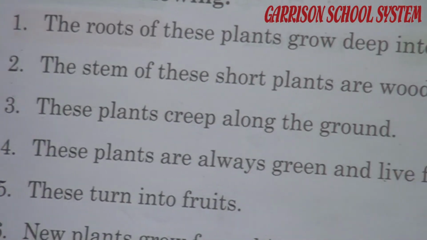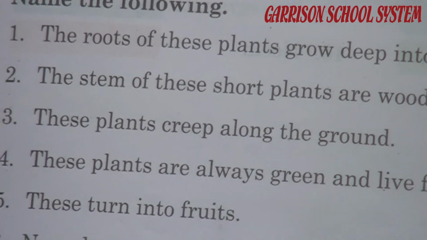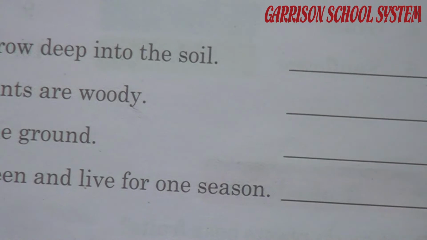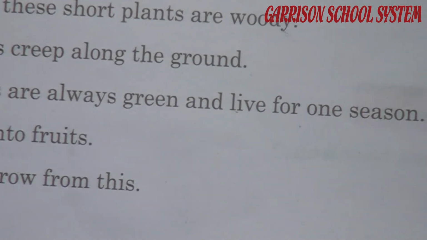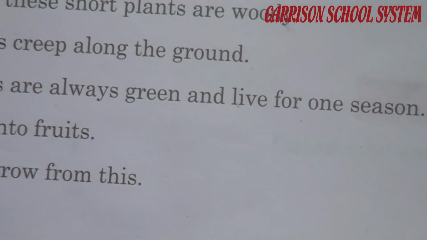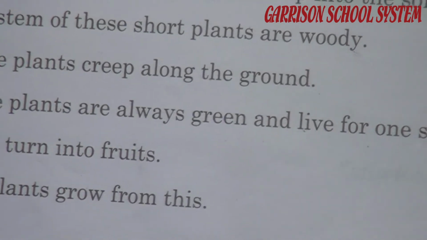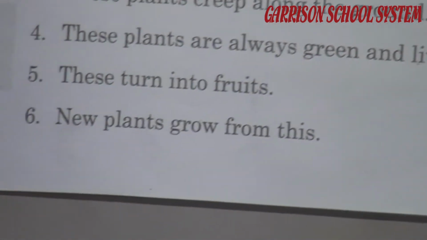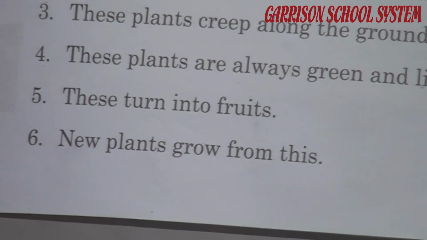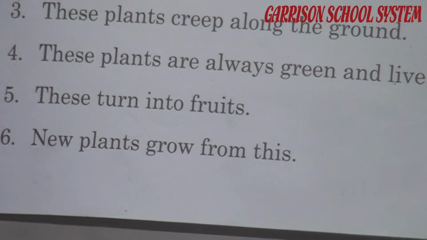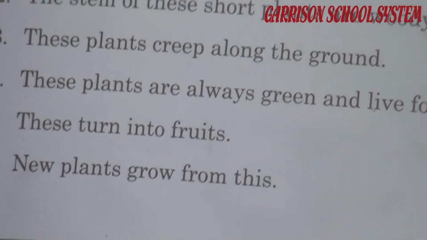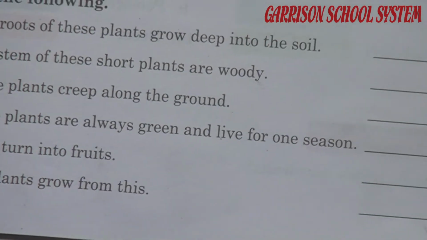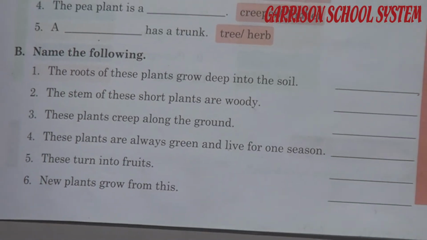S-H-R-U-B-S, shrubs. Number 3, these plants creep along the ground. Creepers. C-R-E-E-P-E-R-S. Number 4, these plants are always green and live for one season. Herbs. H-E-R-B-S. Number 5, these turn into fruits. Flowers. F-L-O-W-E-R-S, flowers. Number 6, new plants grow from this. If we want to grow a new plant, which thing do we need? Seed. S-E-E-D, seed.